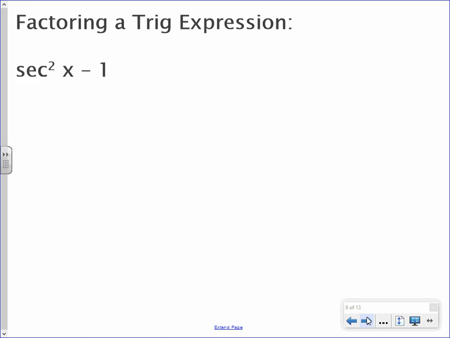The first thing I want to show you is you're going to need to be able to factor trig expressions. It's going to feel a little awkward at first, which is why I want to practice it now before we get into Monday's material.